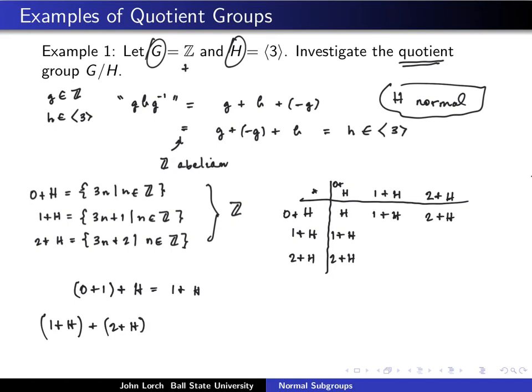So we'll denote our operation on cosets by addition here. It seems to make sense. And how do we do that? Well, remember, we add the representatives. So this is going to be 3 plus H. But 3 plus H gives the same thing as H. And so this will be H. And likewise, this will be H. And you can continue to fill out the table.